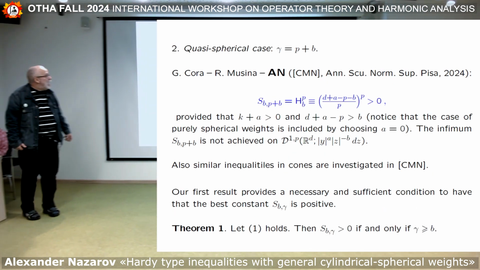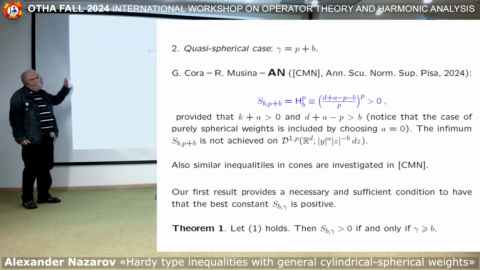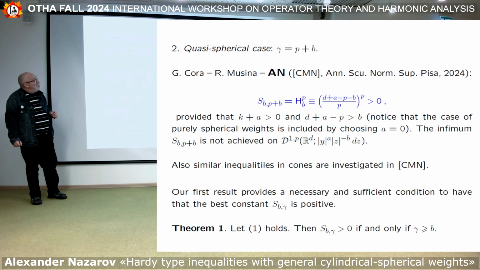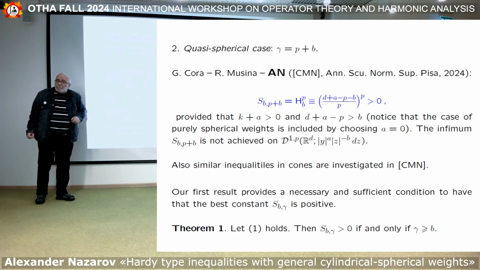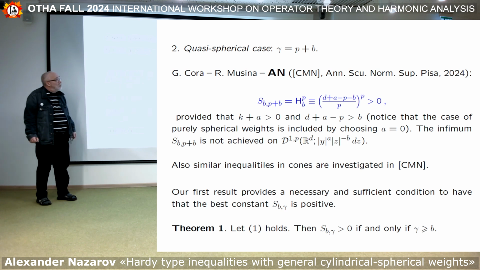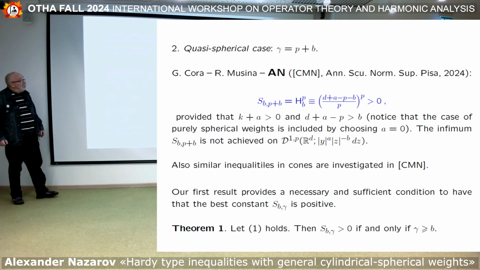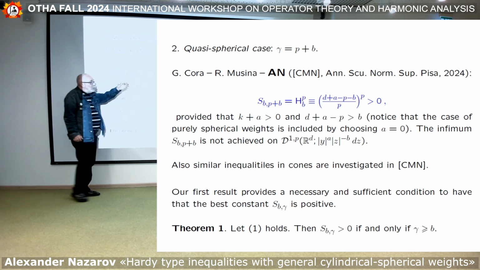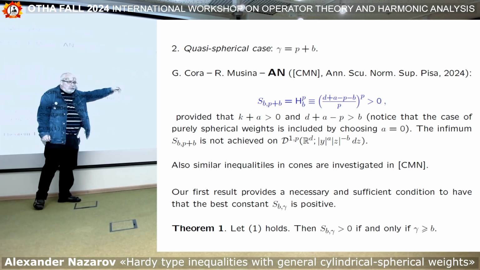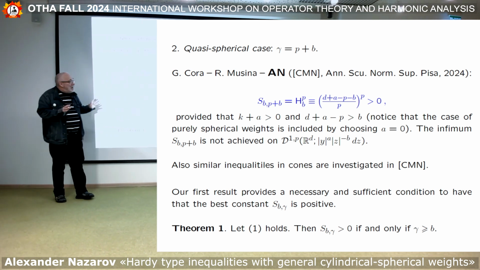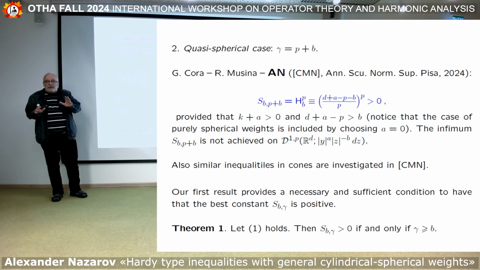The next case, the quasi-spherical case. It was investigated in our previous paper jointly with Gabriele Cora. It was published this year. Why is it quasi-spherical? If we put a equals 0, then we obtain purely spherical weights. And it turns out that the behavior is quite similar to the purely spherical case.